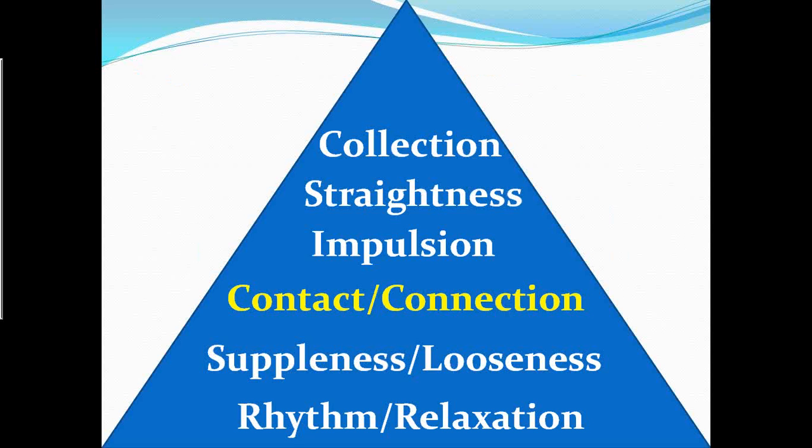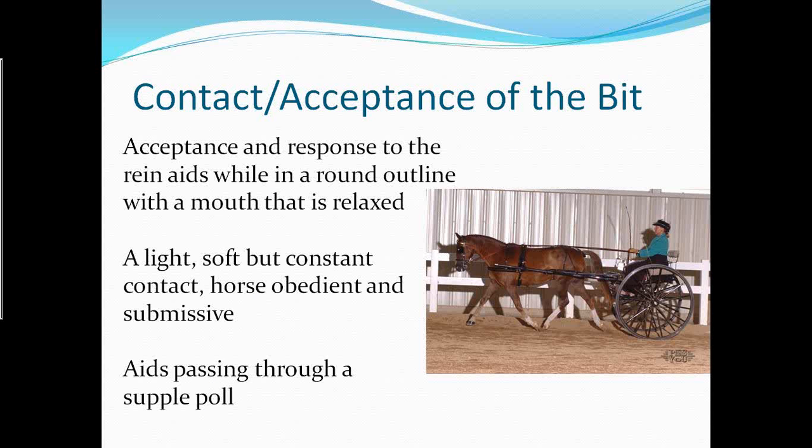The next stage in the training scale is contact and connection. It's acceptance, a response to the aids while in a round outline with a mouth that's relaxed. It's a soft, supple, constant contact with the horse, obedient and submissive. And submissive doesn't mean he's a robot. Submissive means that he is accepting your aids, he's cooperating with you, he's willing to participate.